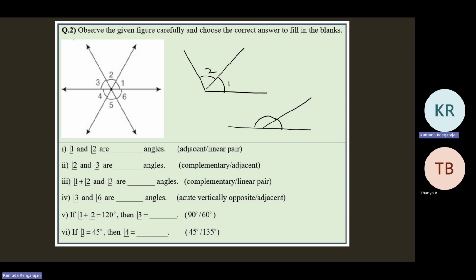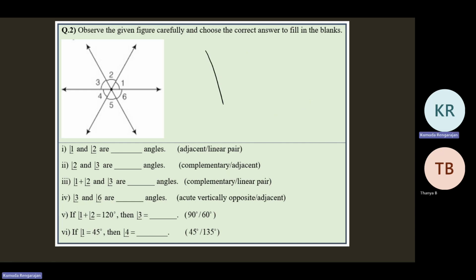If angle 1 and angle 2 were placed like this, then because this is a straight line, we have angle 1 plus angle 2 equal to 180 degrees. So 1 and 2 form a linear pair. Here they are adjacent angles because they have a common vertex, a common arm, and their non-common arms lie on either side of the common arm. So they are adjacent angles.